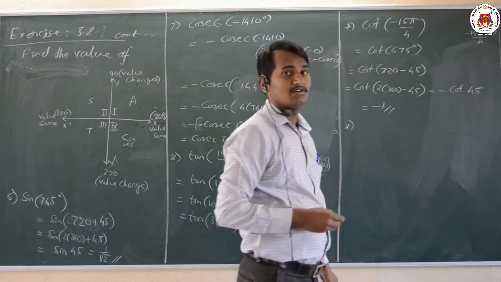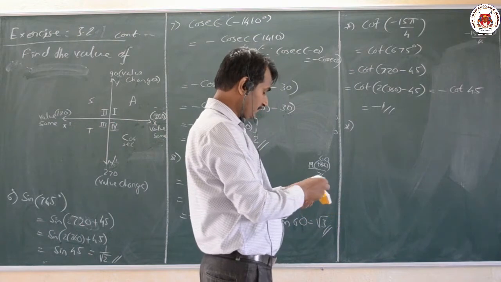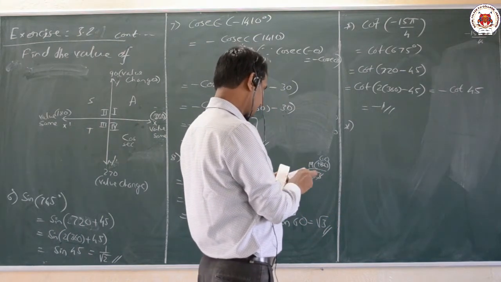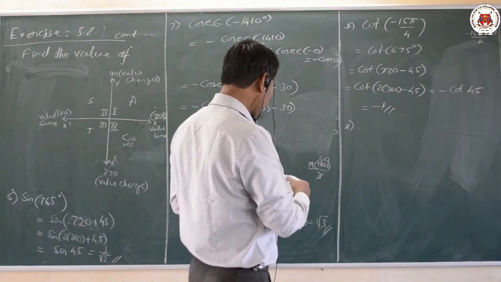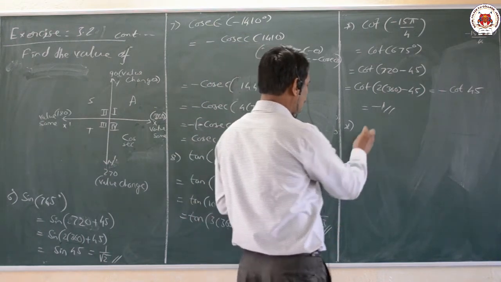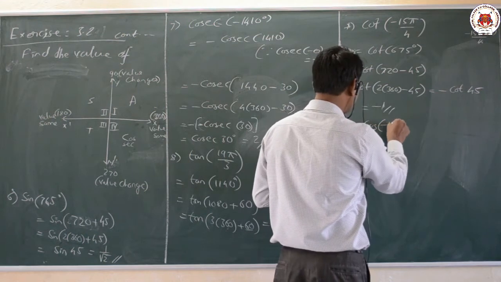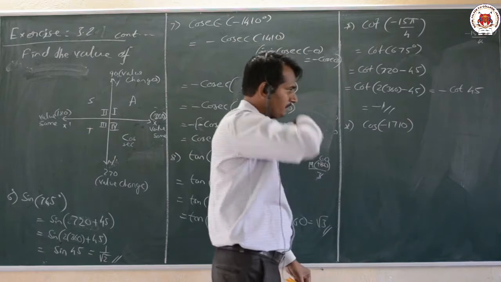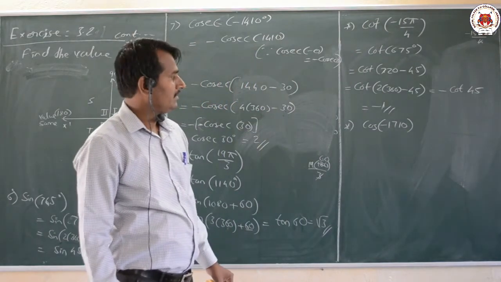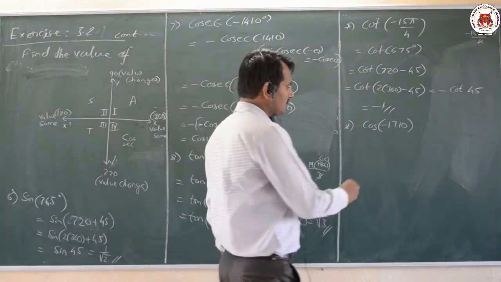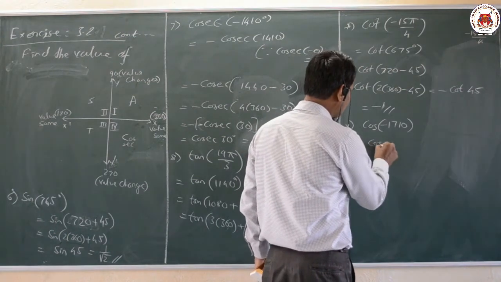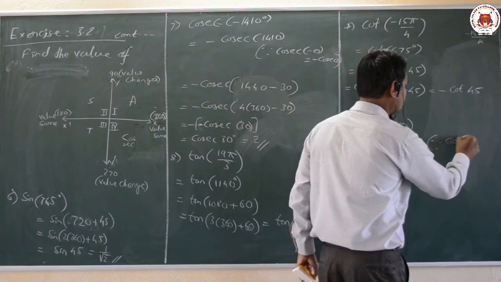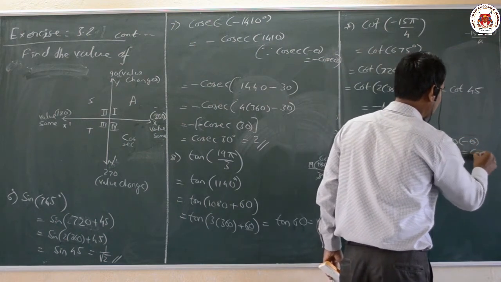Okay, dear students, now let us move on with the next problem. The next problem is also very simple. That is nothing but cos of minus 1710. Now how do we have to solve it? Cos of minus theta, what is the value for cos of minus theta? The value will be cos of 1710, because cos of minus theta is nothing but cos theta.